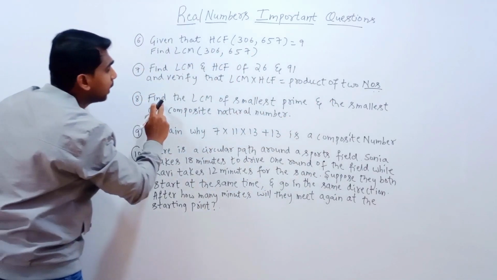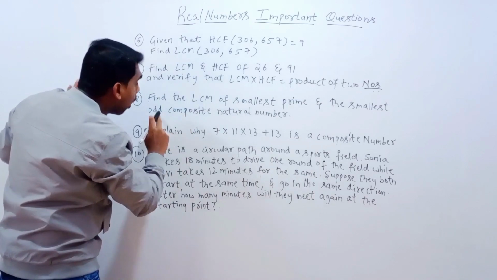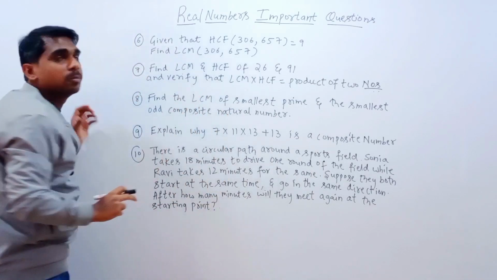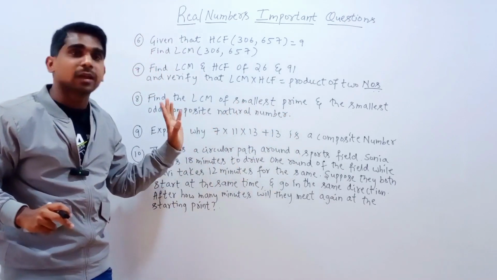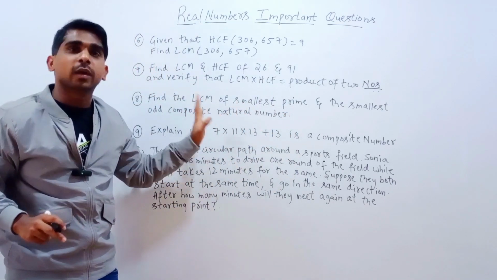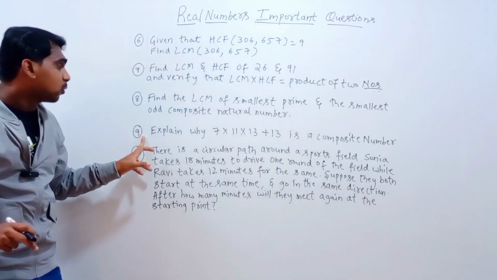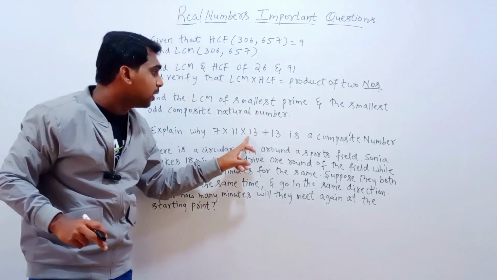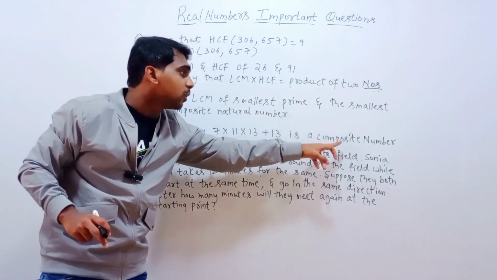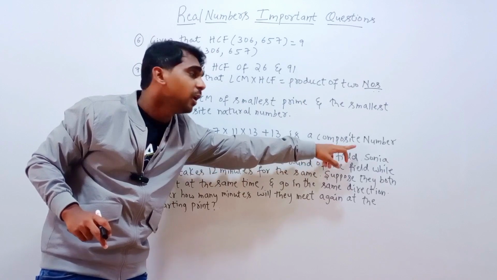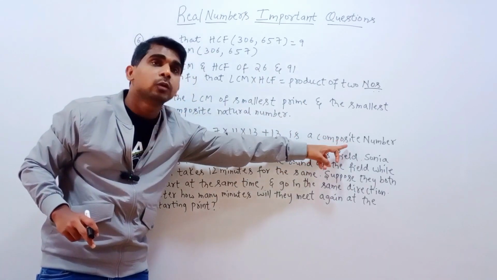Next, 8th question. Find the LCM of the smallest prime and the smallest odd composite natural number. Here, if you know the meaning of prime number and composite number, you can find the LCM very easily. This will be asked for 2 marks. Now, 9th question. Explain why 7 × 11 × 13 + 13 is a composite number. Here also, if you know the definition of composite number, you can explain it easily. This will also be asked for 2 marks.